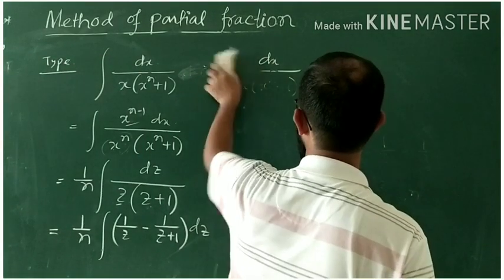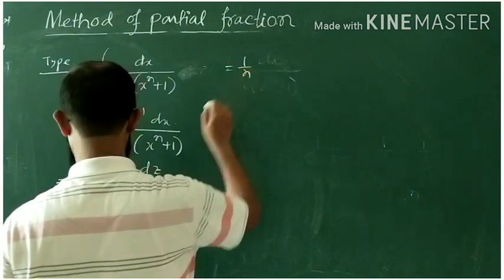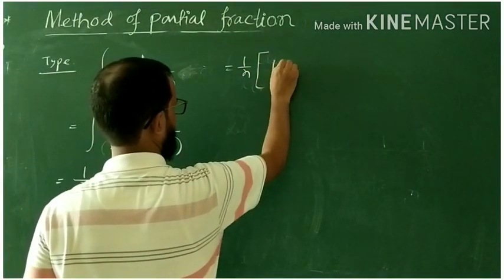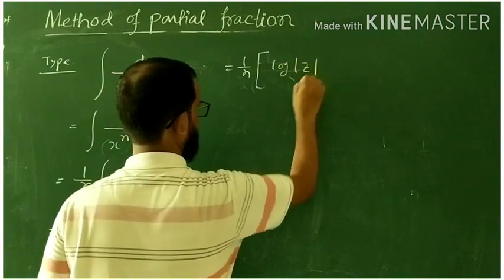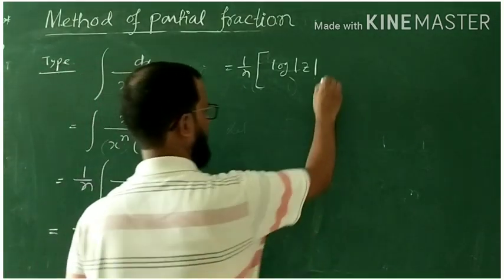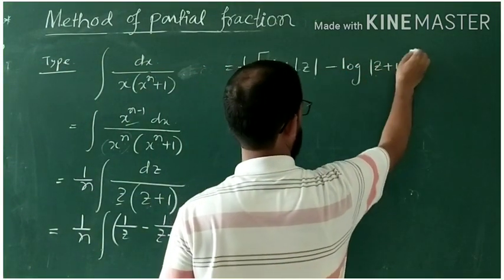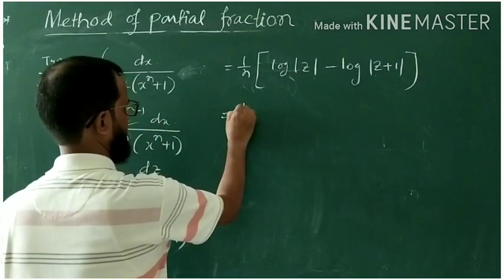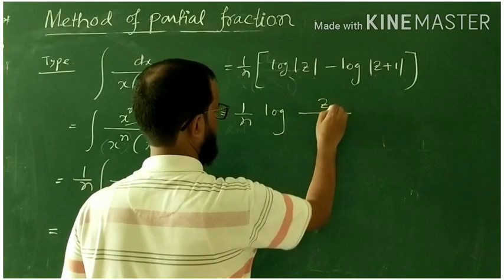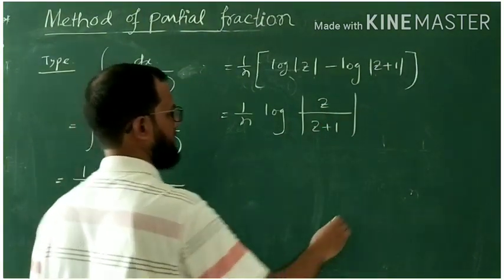Now, separate the integral 1 by n. Integration of 1 by z क्या होगा? डायरेक्ट कर सकता हूँ log modulus of z. ठीक है. And integration of 1 by z plus 1 is what? Log modulus of z plus 1. Okay. So which can be written as log a minus log b. This is log modulus of z by z plus 1 whole modulus plus c.